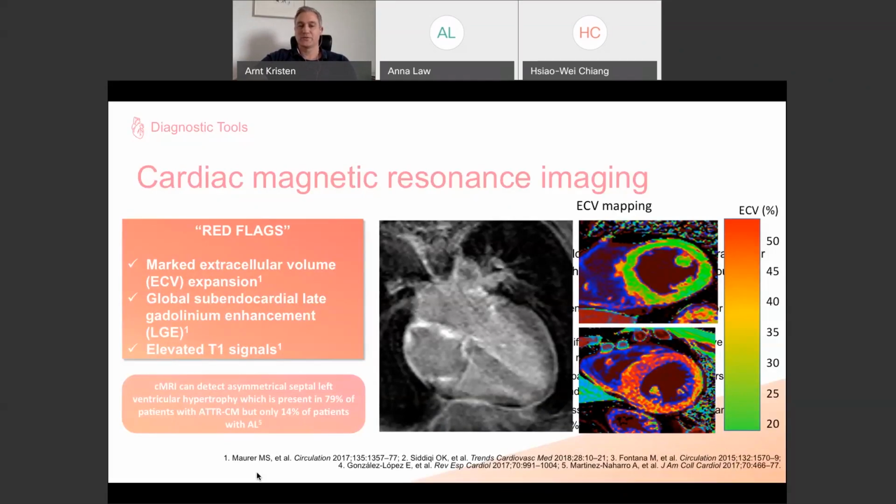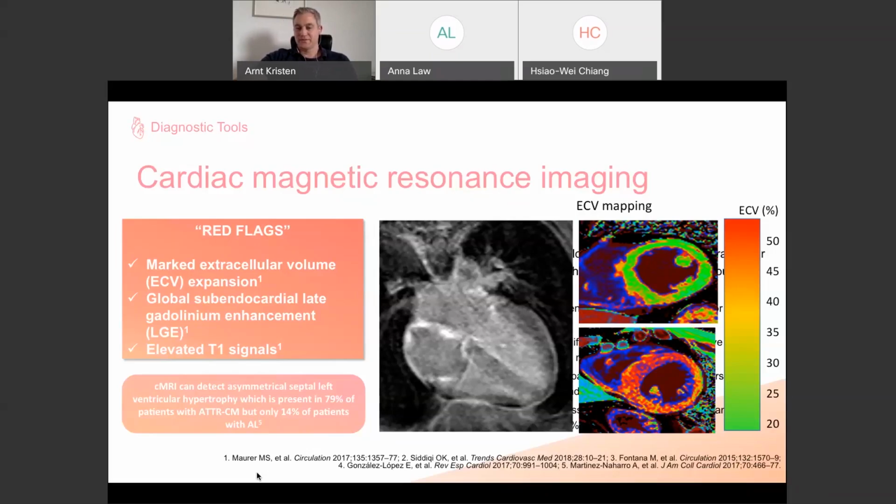And this is very helpful because of the use of gadolinium, and there is a typical diffuse late enhancement in patients with cardiac amyloidosis, and especially a late enhancement in the atrial walls. And moreover, we are able to measure the extracellular volume, which is typically markedly increased in patients with cardiac amyloidosis.